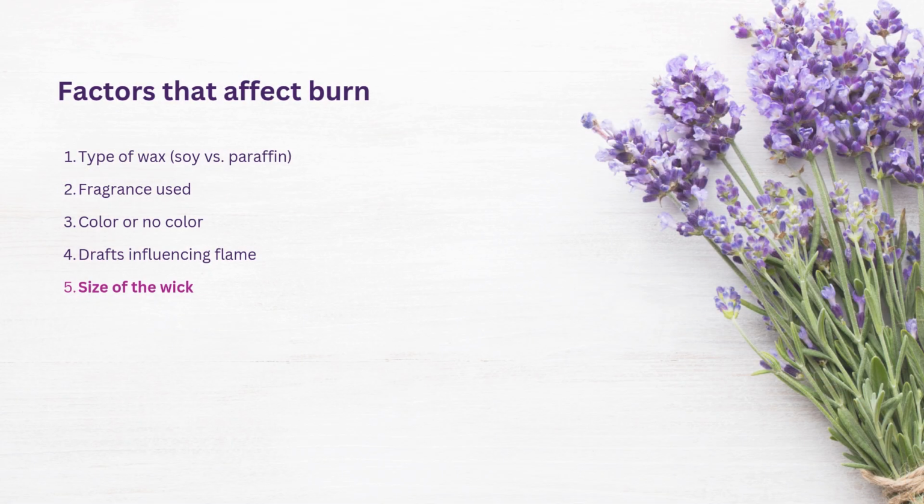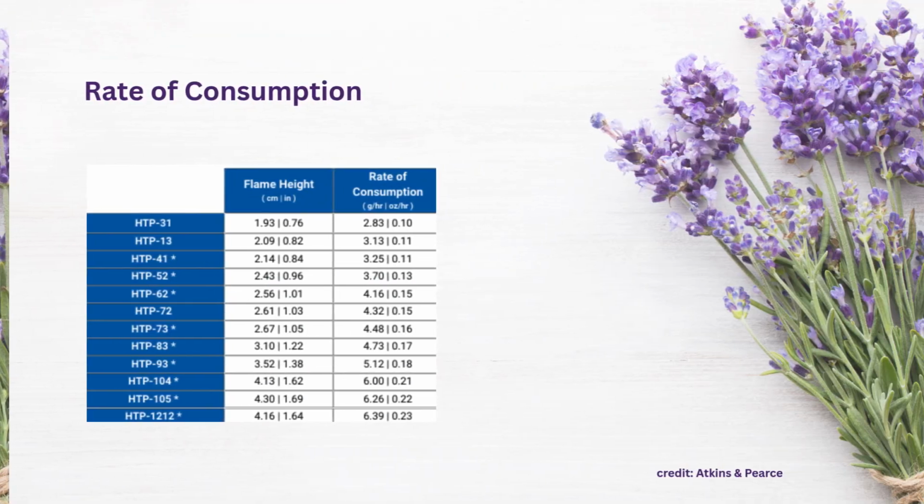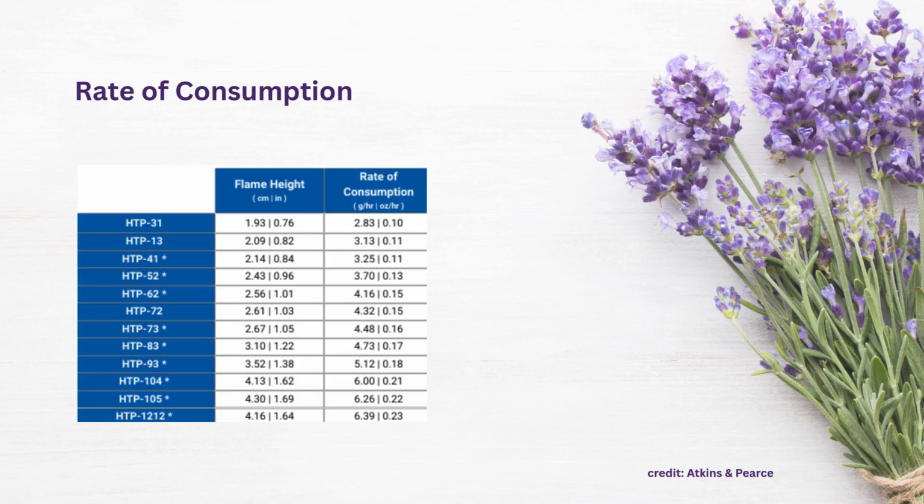So what if you feel your candle is burning too fast? Let's look at how the size of the wick can affect our burn time. Let's look at a typical wick chart published by a wick manufacturer. Each wick has an ROC, rate of consumption. It is measured by how many ounces or grams this wick will burn in 1 hour. The charts that are provided are based on a paraffin wax without fragrance or color.